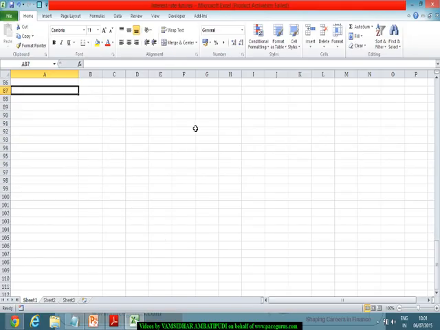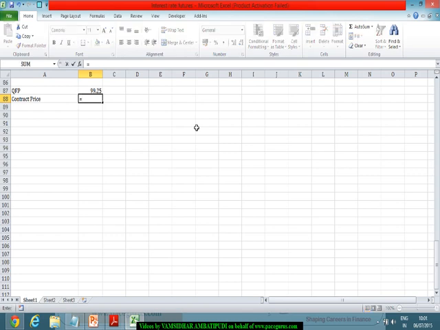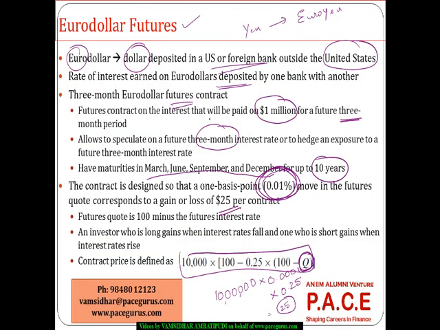If I take the quoted futures price as 99.25, now what should be the contract price here? Let's find out the contract price. So the contract price will go as 10,000 multiplied by 100 minus 0.25 times (100 minus the quoted futures price). Right, let's do the calculation, which works out to around 998,125.